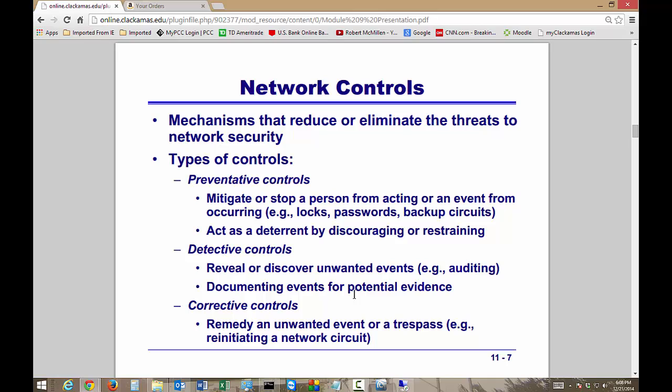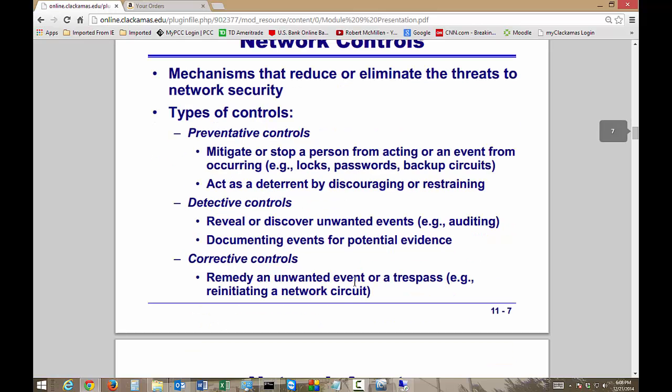Detective controls are different. They reveal or discover the unwanted events after they've happened, using auditing, syslogging, that kind of thing. So anytime it sees anything, it sends a log file off to a server, and then that gets audited and then discovered and sent to someone as an alert. Documenting events for potential evidence, you need to have the chain of evidence kept intact. So if you go after someone who's hacked into a business, then that's what you need to get them.